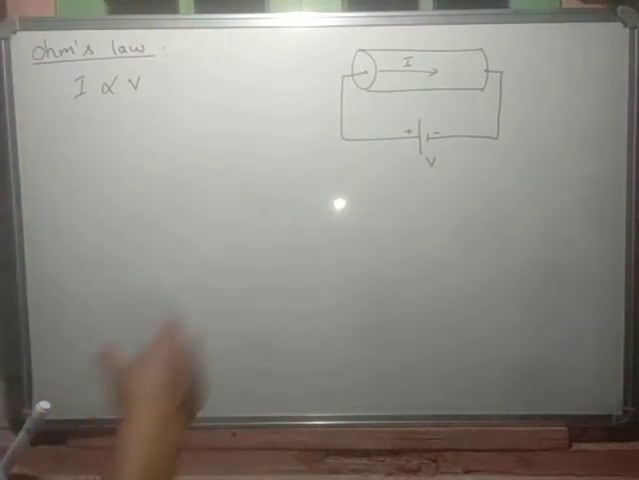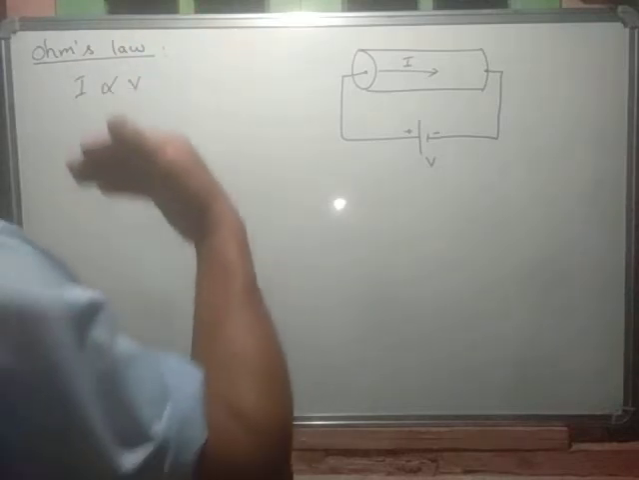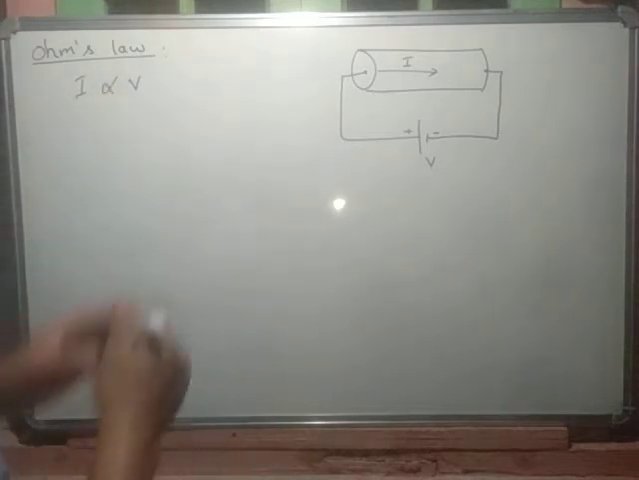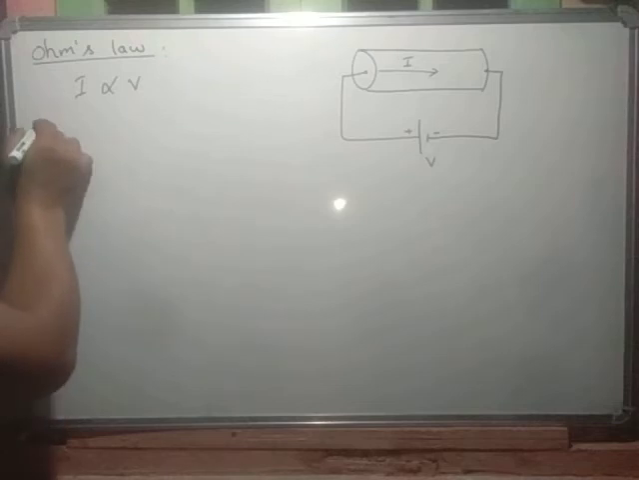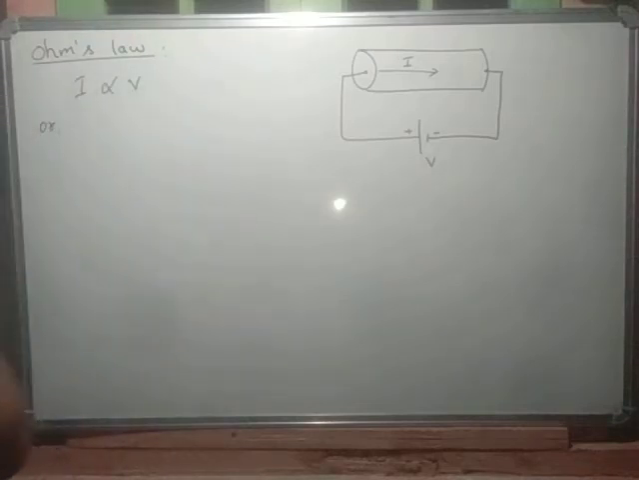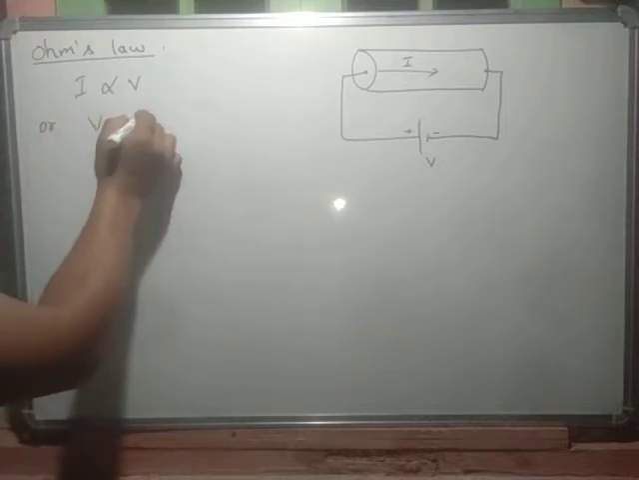He found this under the condition that temperature and pressure, like strain and all, are constant, that means these external factors do not affect the conductor. Alright, so if I is directly proportional to V, then I can say V is directly proportional to I.